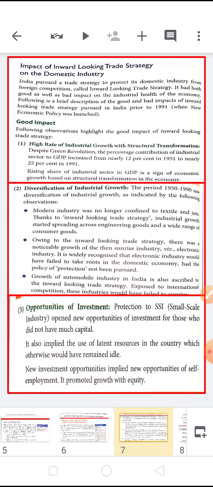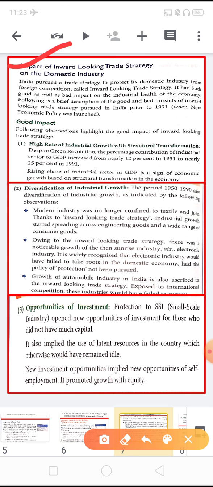Next topic, we are going to learn the impact of the inward looking trade strategy on the domestic industry. So, children, since India initiated this inward-looking trade strategy, it had both good as well as bad impact on the industrial health of the economy, which we are going to understand from the following few points. Now, first, we are going to learn the good impact. Some of the good impacts of initiating this inward-looking trade strategy are as follows.